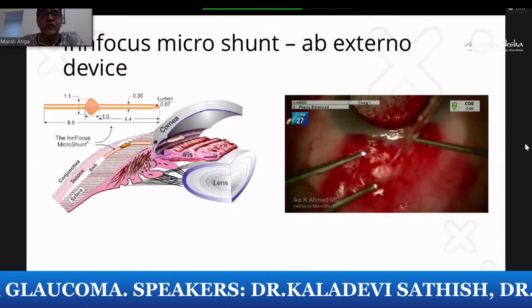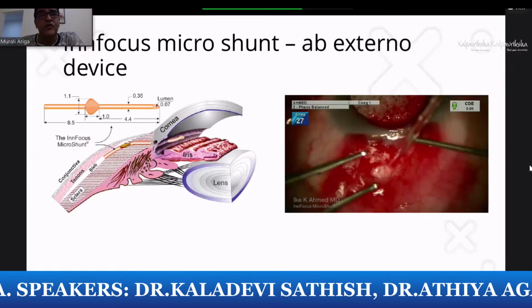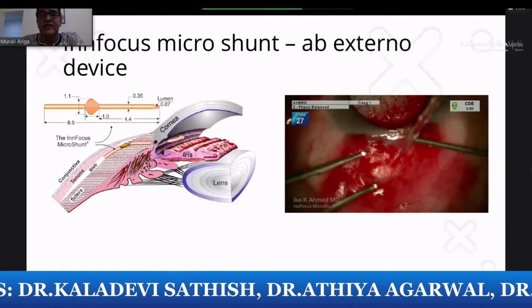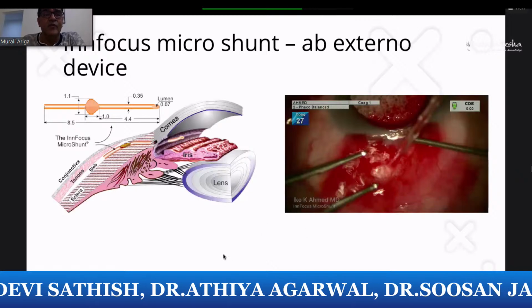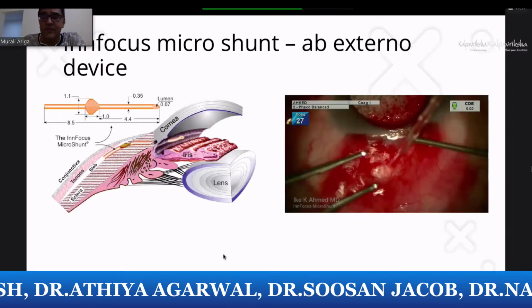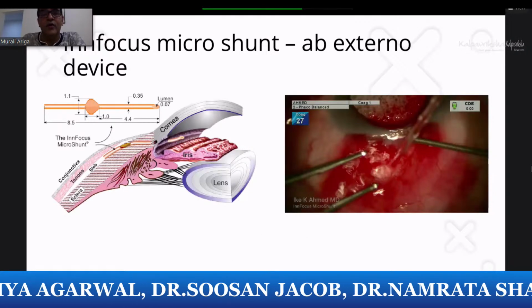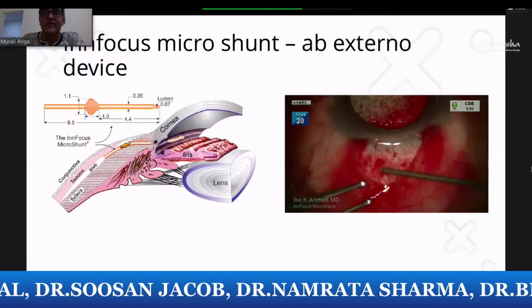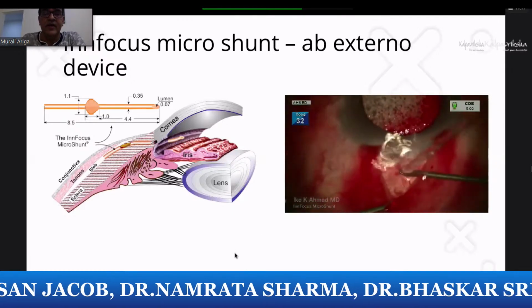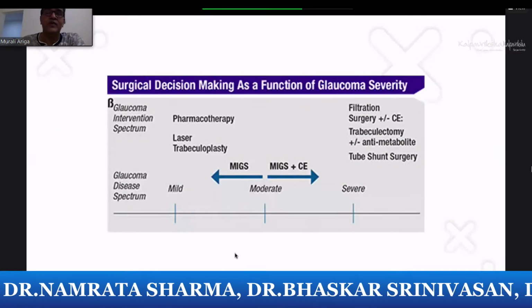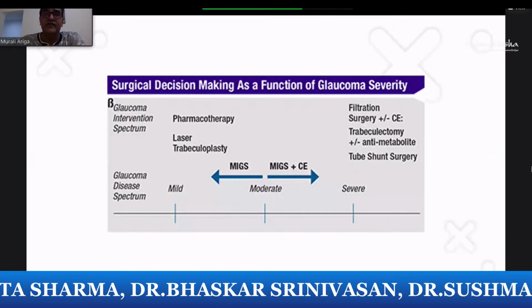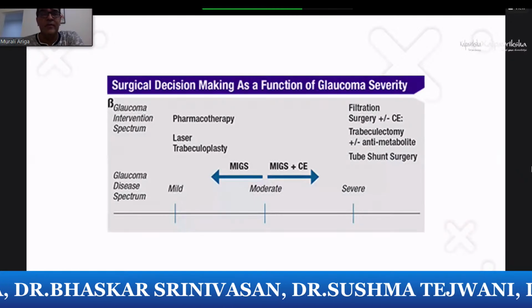The other one which is showing promise is called the PreserFlo, the InnFocus MicroShunt. It is done from the outside and is somewhat similar to a trabeculectomy, and does seem to show promise. We all have to look at what the future of such devices is, or whether it will really help us, because cost is a big issue as far as the Indian scenario is concerned. We can't apply all of the MIGS in our practice.